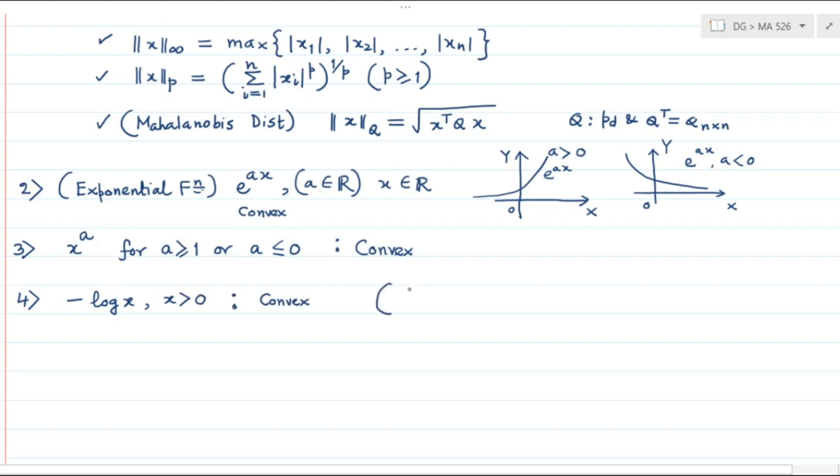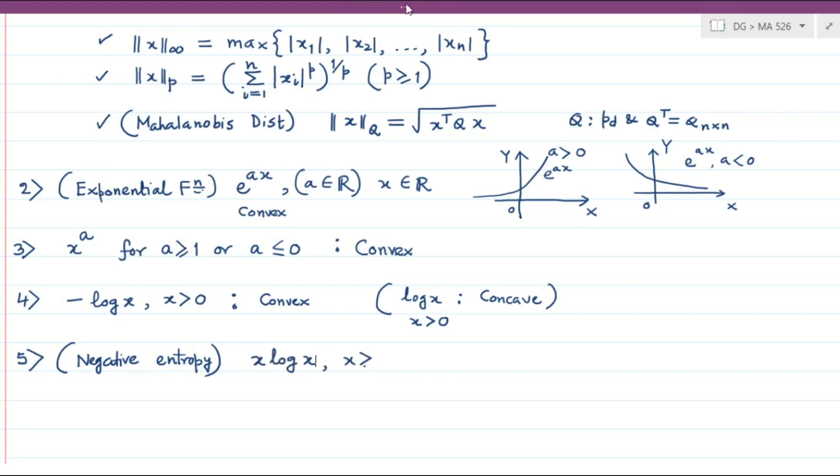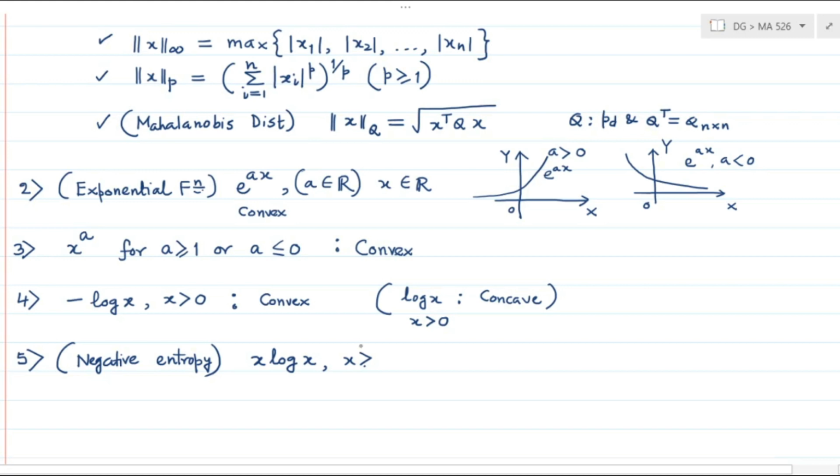However, here you note that if we take log of x, this is then a concave function, right? And then let me consider the negative entropy function. In information theory, people use it quite frequently. This is given by x log x. On the positive real axis, the function is a convex function. You can just quickly graph out, and you will find that I have drawn this graph a priori. Let me give you the graph of this function. This graph will look like this, right? Although it will not touch 0, and it has a global minimum at the point 1 by e.